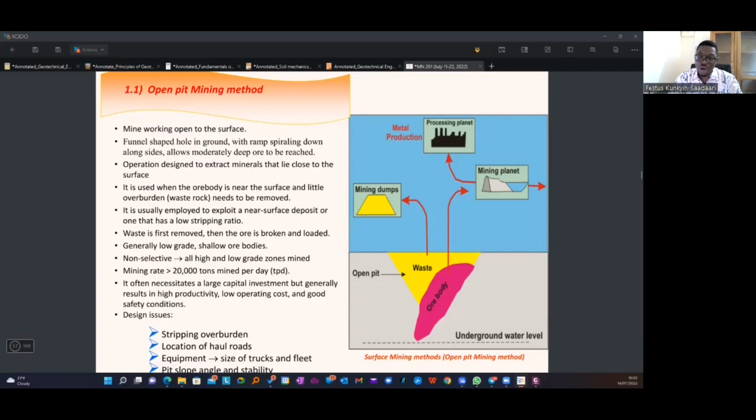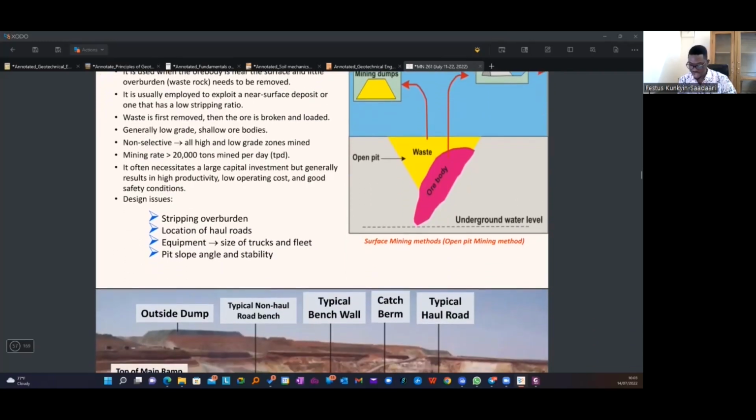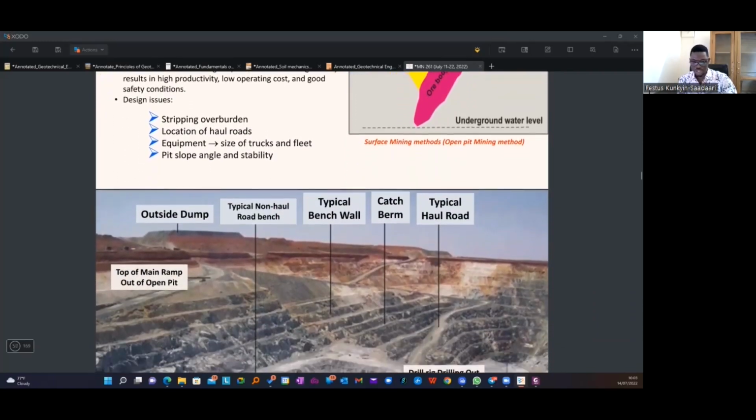We can do the spiral one if the pit is beginning and is small, but as soon as we begin this cutback thing up and down, back and forth, we can no longer apply the spiral haul route, unless under certain conditions that are beyond our control. Then we have, it is used when the ore body is near surface. All these things are features we have discussed in our earlier discussion, and we also came across this image.